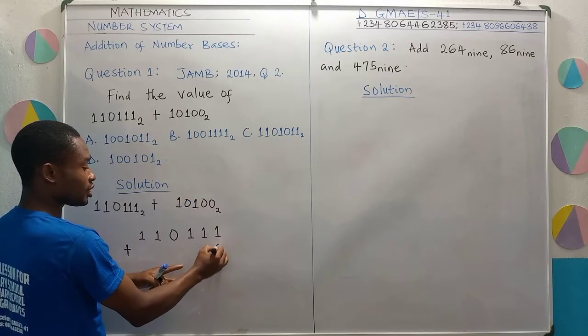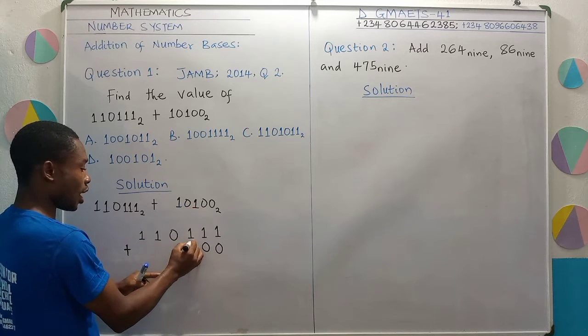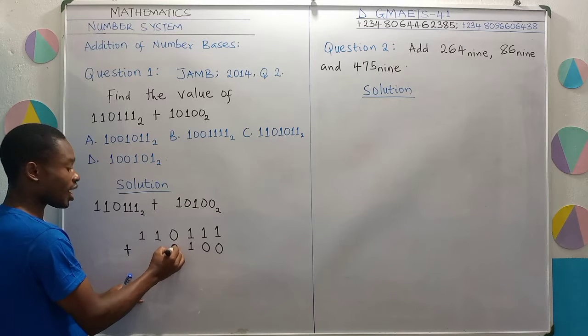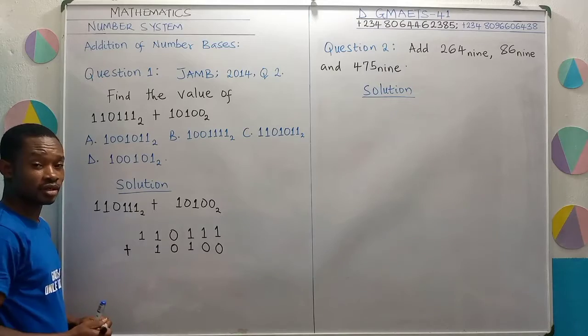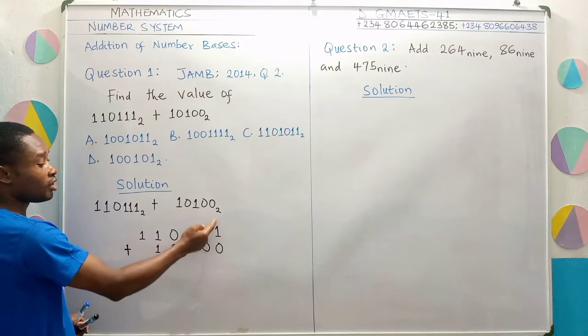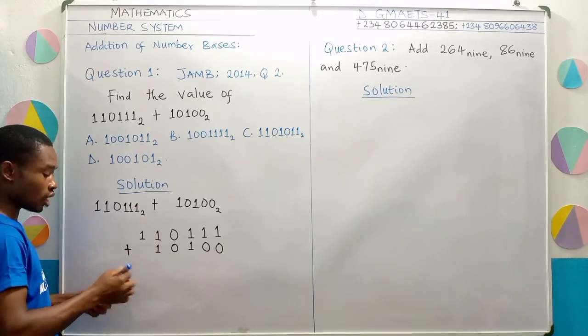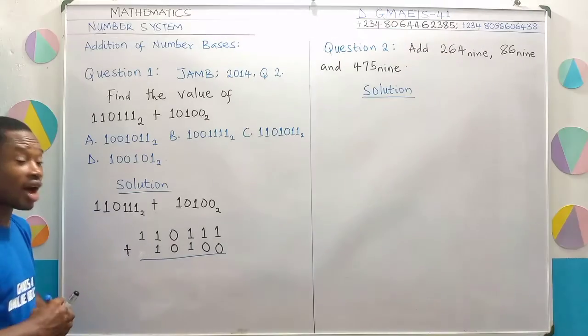It will come under units. Following this, tens, the next one is 1. It will come under 100. This 0 will come under 1000. And then this 1 will come under tens of thousand. If you like, you put your place value, units, tens, 100, 1000, 10,000, 100,000. The choice is yours. Alright, now I'm going to underline this as usual, then we'll carry out our addition.